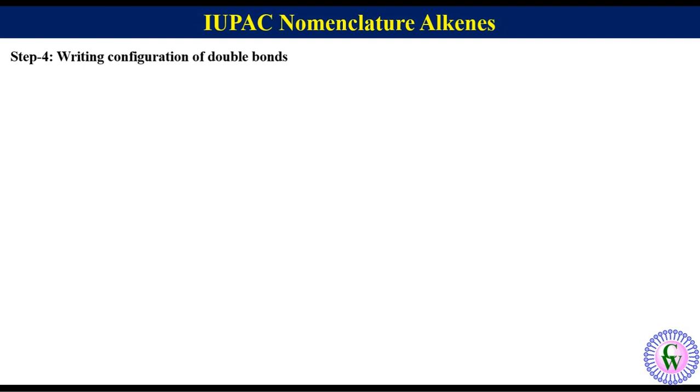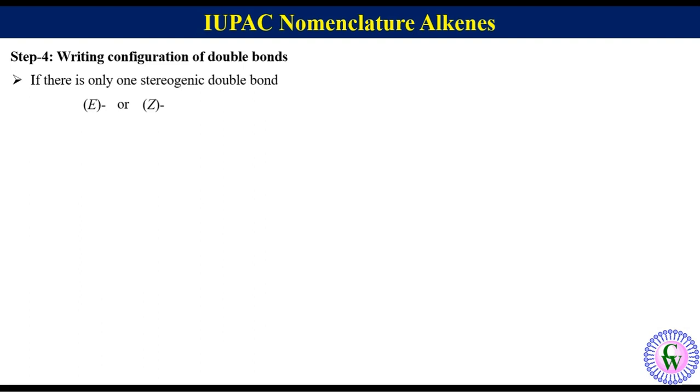Step 4. Writing configuration of double bonds. If there is one stereogenic double bond, meaning a double bond that shows geometrical isomerism, then the configuration E or Z is written in italics at the beginning of the name of the molecule in parentheses, which is then connected to the substituent name with a hyphen. Here there is no need to write the position of the double bond before E and Z.